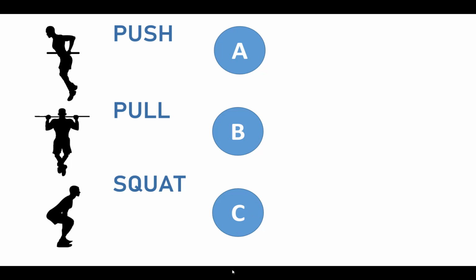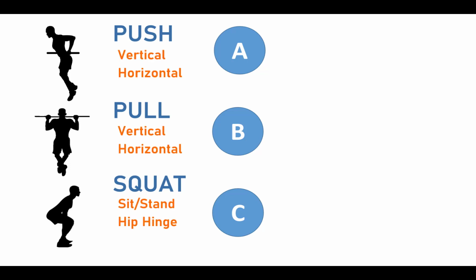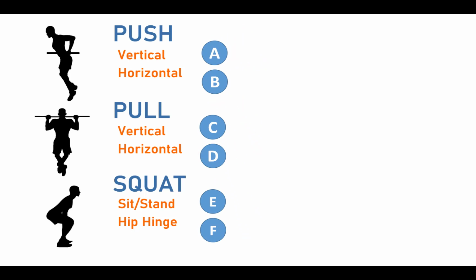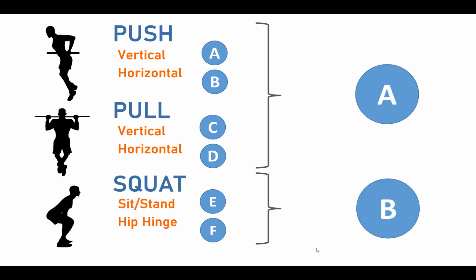And then as we talked about, you have multi-planar perspectives with this, so you could move this from the traditional A, B, and C to a vertical and horizontal push, a vertical and horizontal pull, and maybe a quad dominant, hip dominant, more sit-stand squatting versus hip hinge. What that does is give you 6 individual workouts. So you went from 1 full body workout, to 2 upper body, lower body, to 3 push, pull, and squat. And you can categorize these any way you want.